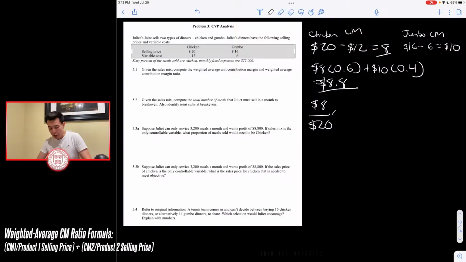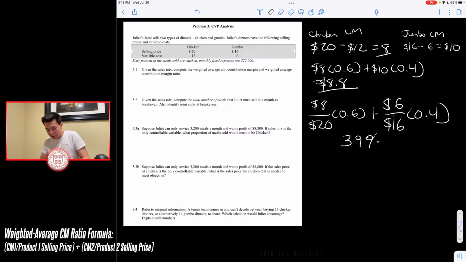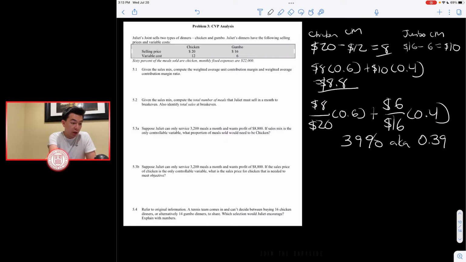But here we want to find the weighted average contribution margin ratio. So we want to combine the chicken and the jumbo together and have them both weighted to make it accurate. So we're going to multiply this by 0.6 because the meal sold for chicken is 60% of the restaurant's business, and we're going to add 6 over 16 times 0.4. And we're going to get 39%, aka the 0.39 contribution margin ratio.